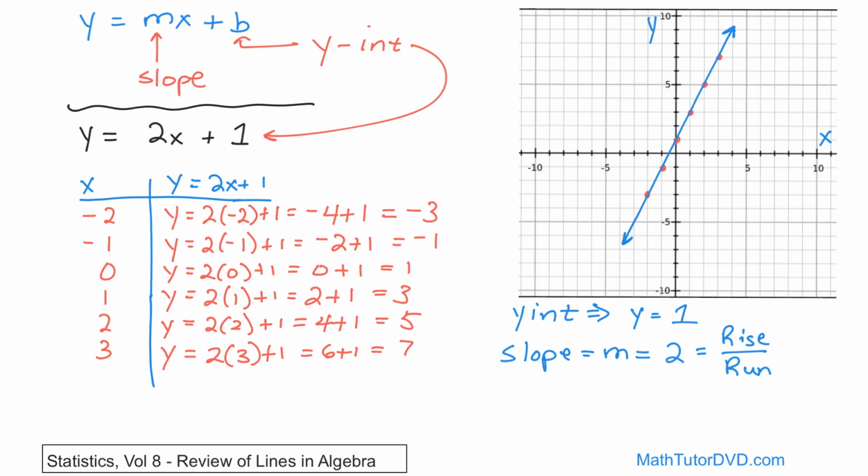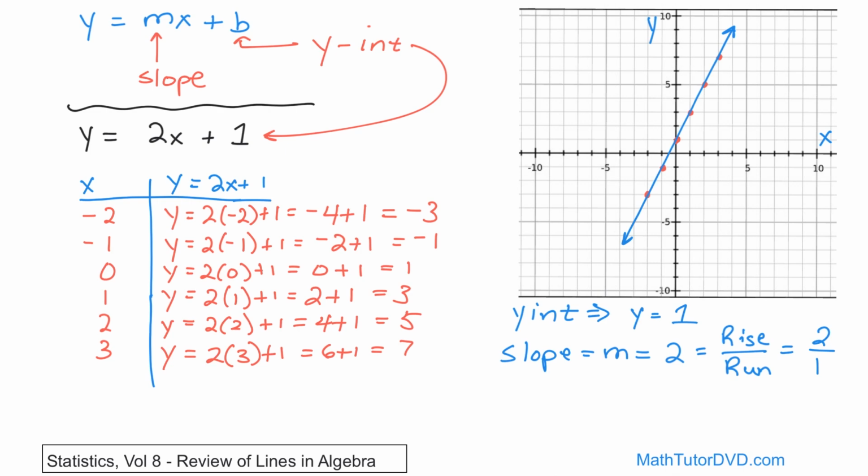Now the number 2 is 2 over 1, right? So you can write the slope as 2 over 1. That's exactly the same thing as 2. So what you're really saying is that this line has a rise of 2 and a run of 1. So you always want to write your slope as a fraction to recognize its rise over run.